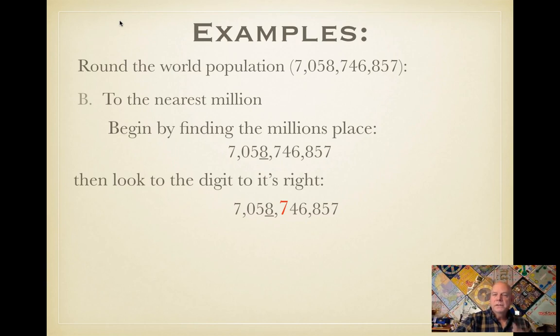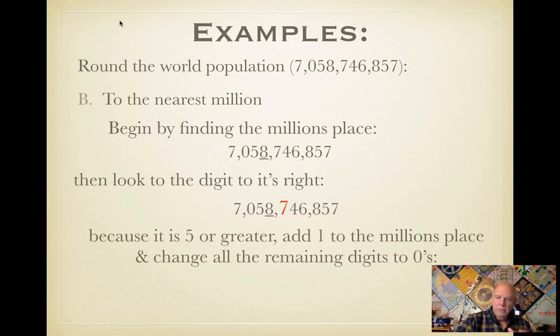The digit to the right is 7. It's in red here. Because that's 5 or greater, we will take the number that we're caring about, the number that's underlined, the 8, and add 1 to it, or in other words, round it up, and then make the rest of the digits zeros. So because of that 7, we're going to change that 8 to a 9 and make it 7,059,000,000.